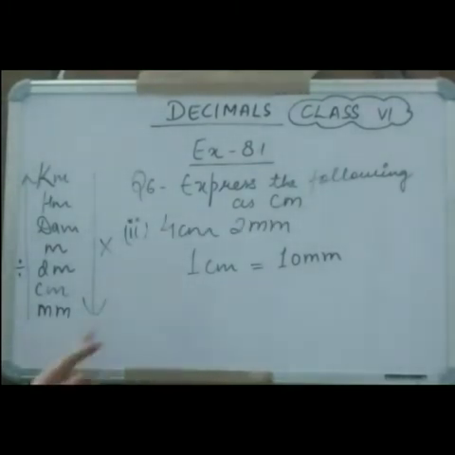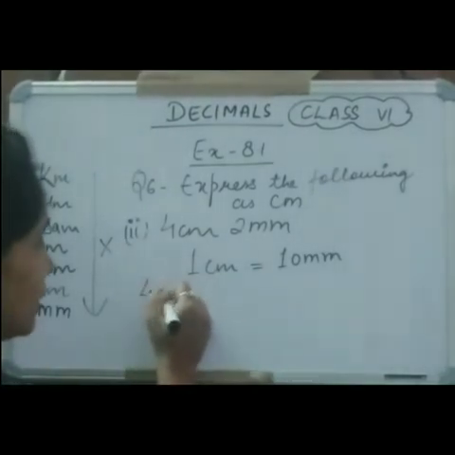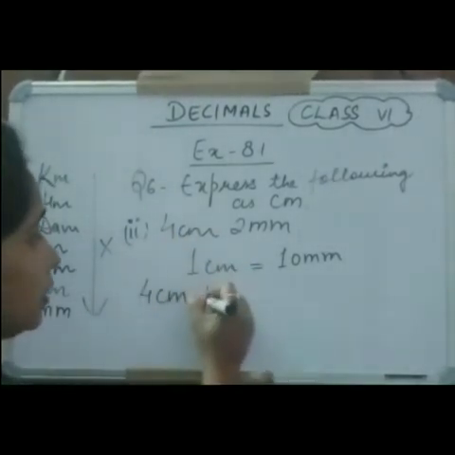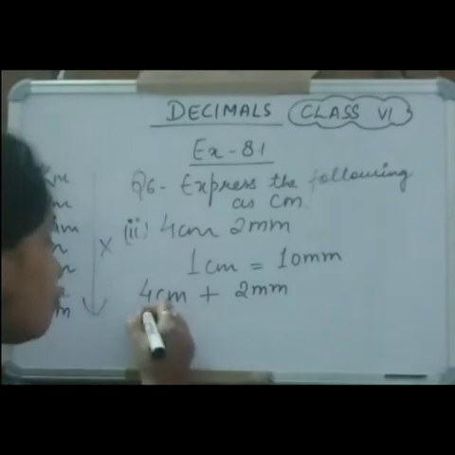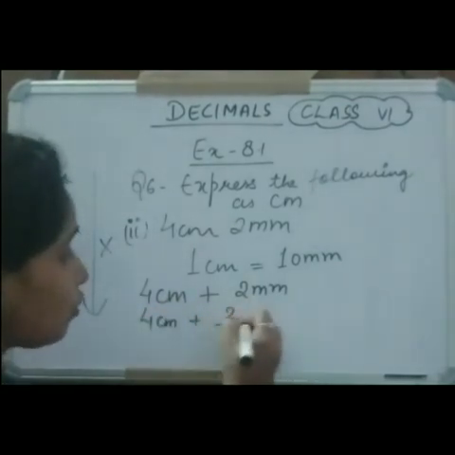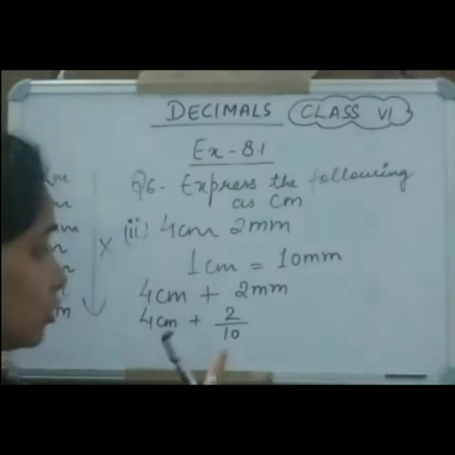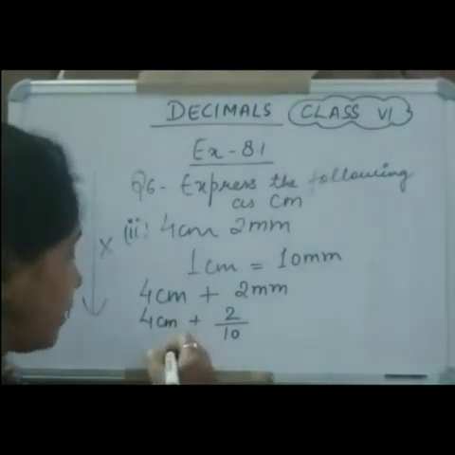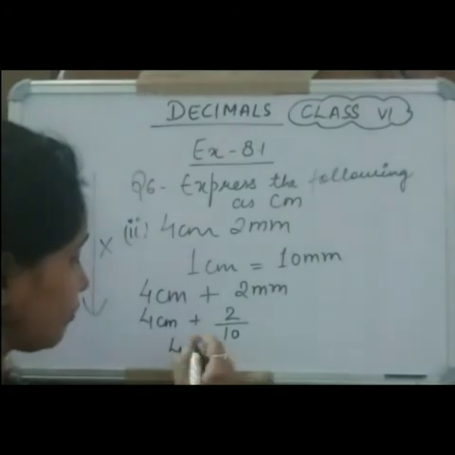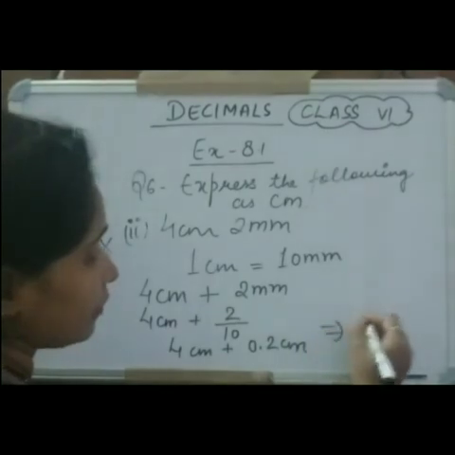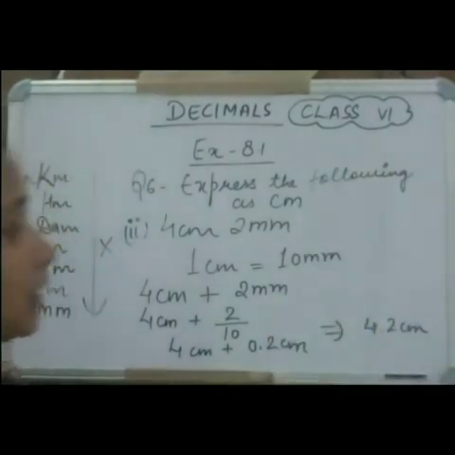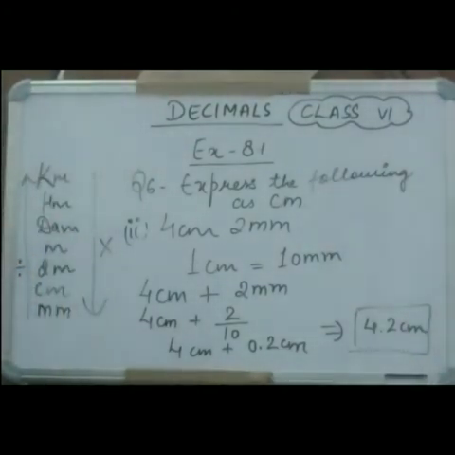Now see the next one, which I am taking: 4 centimeter and 2 millimeter. This 4 centimeter will remain the same because it is already in centimeter. This 2 millimeter we have to convert into centimeter, so it is 2 upon 10. So we can write 4 centimeter plus 0.2 centimeter, or you can write 4.2 centimeter. This is the answer: 4.2 centimeter.